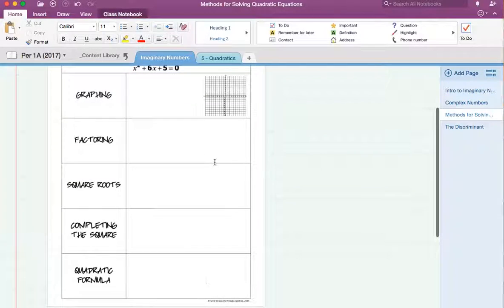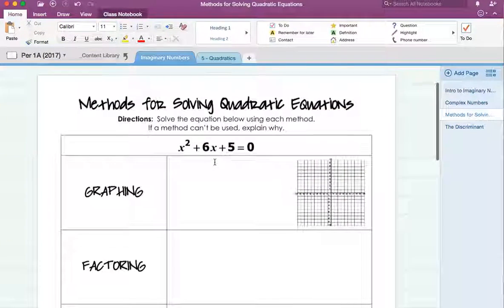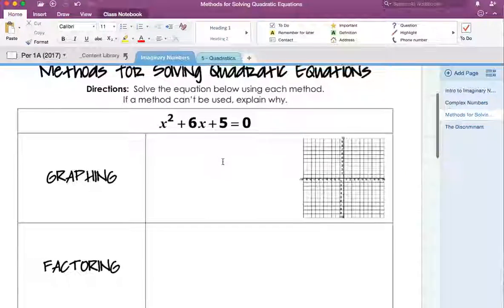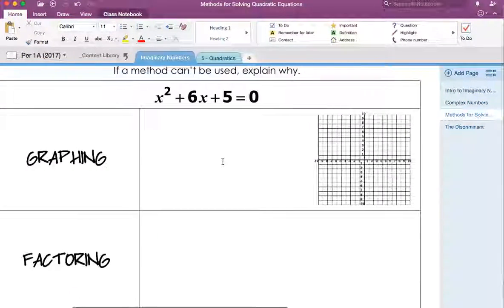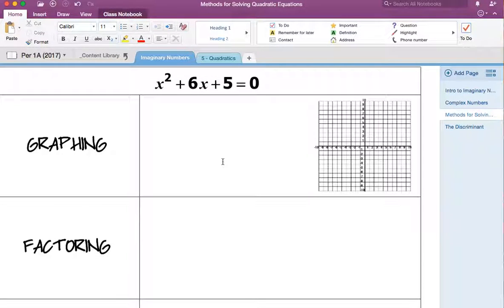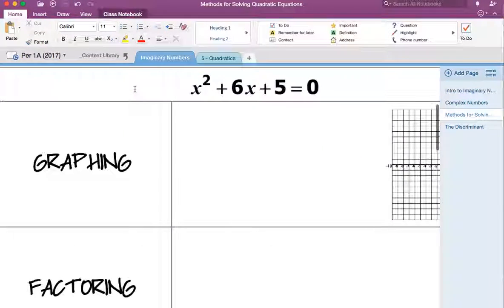So this one is a quick review on all of those methods. Okay, so we'll start with graphing. All of these methods are going to use the same function that's up here on the top. So I want to graph this function, x squared plus 6x plus 5. The function is in standard form. Let me blow this up.